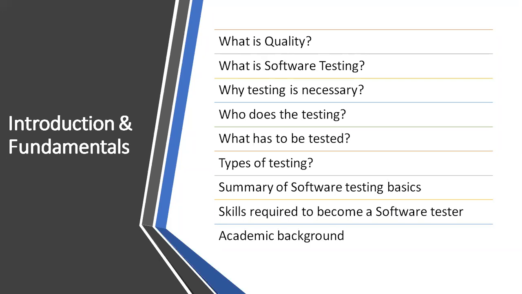These are the topics: what is quality, what is software testing, why testing is necessary, who does the testing, what has to be tested, and what types of testing current companies and projects consider in scope. Then a summary of software testing basics, the skills for you to become a software tester, and what your academic background should be. This is what we are going to focus on now.